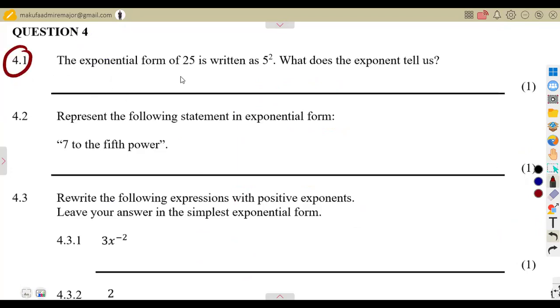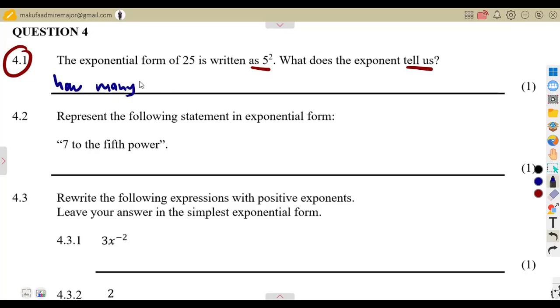4.1, the exponential form of 25 is written as 5 squared. What does the exponent tell us? Like, what does the exponent define? They're like, define the exponent, but in terms of what you're given. So it's like, how many of the same factors are there in the product of 25? Like the product of 25, how many factors? This is how we are simply having there.